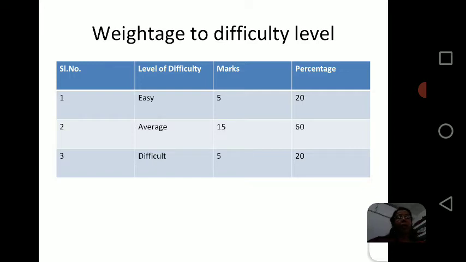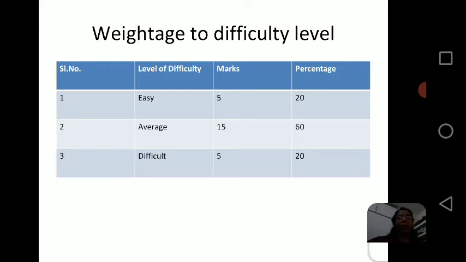I have included easy questions, average questions and difficult questions in this manner. Out of 25 marks, 15 marks for average questions because the average students are more in a class, and 5 marks for easy questions because below average students are around 20% in the classroom. And difficult questions also I have given 5 marks because nearly 25 students of my group is above average students.